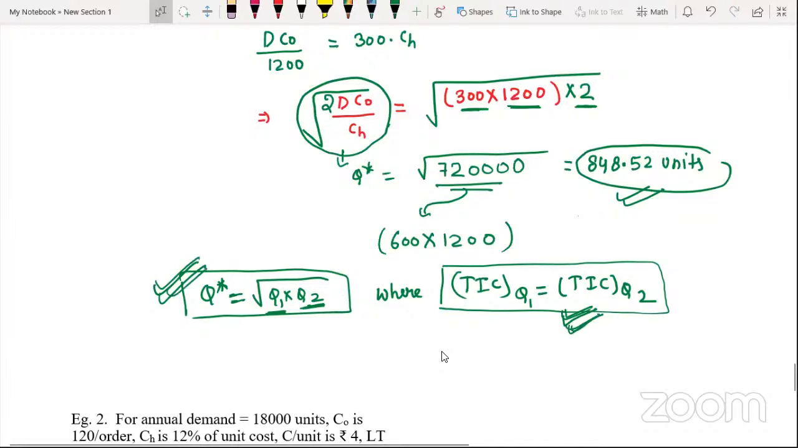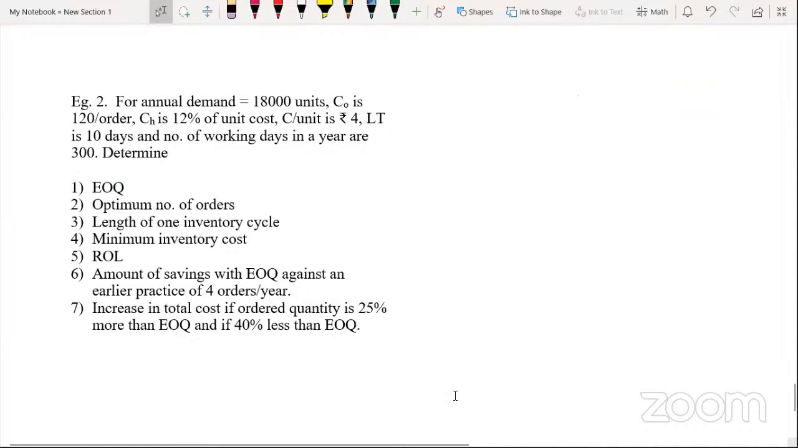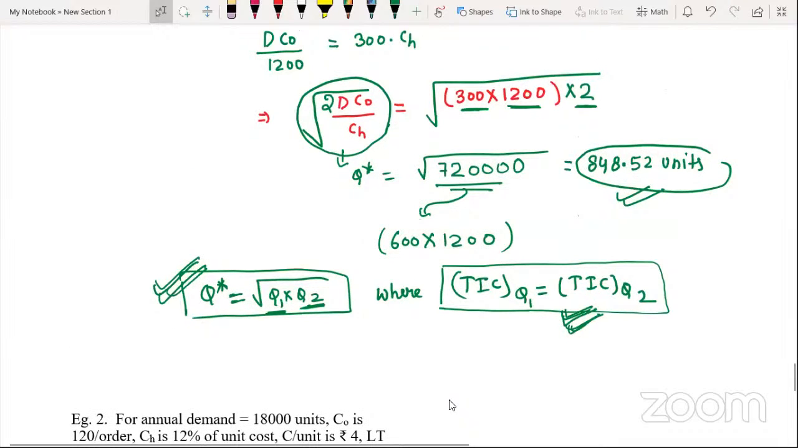So this is all about today's lecture. In the upcoming lecture also we will study more about EOQ. You can see I have written the other question, so we will solve it in the next lecture. Don't worry, we will solve inventory in the upcoming lecture also.